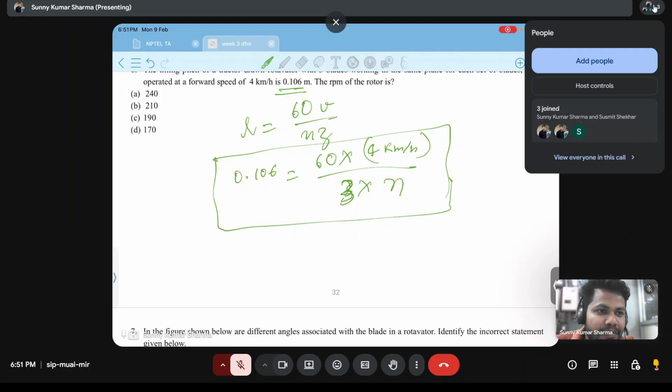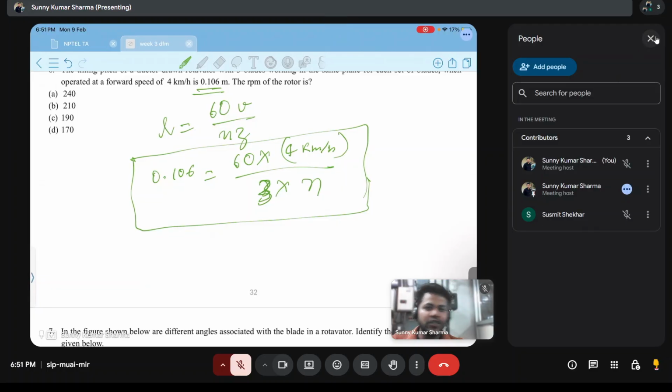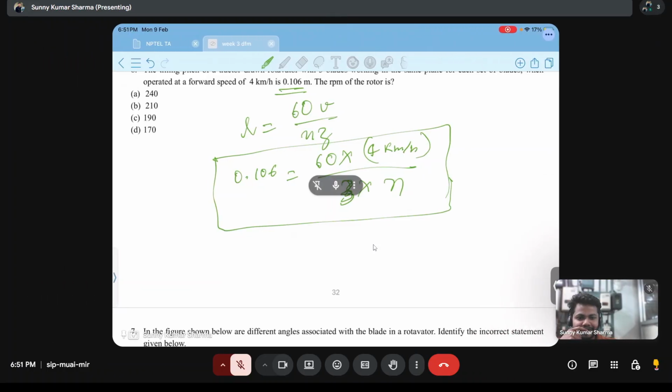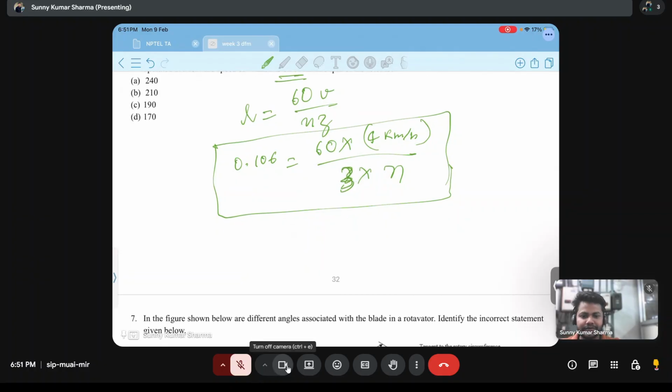So Smith Sekhar, did you calculate? You calculate this value, and I am coming.